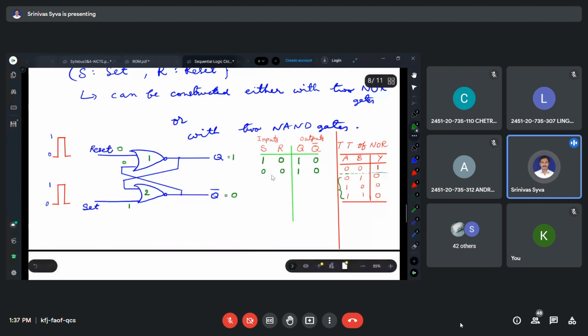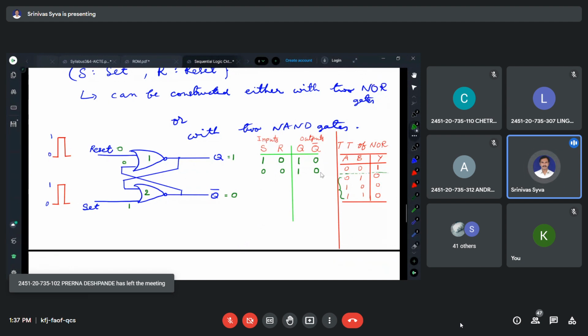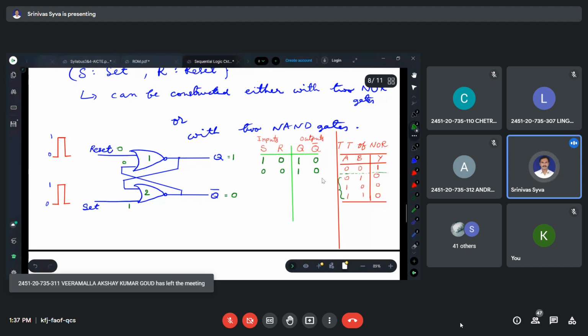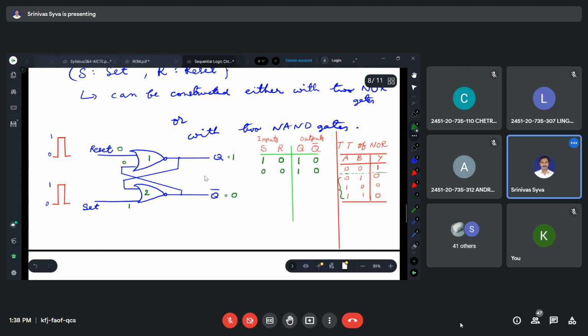So when both are 0 0, the previous status, the previous state of the device, will continue. That means S is disabled and R is disabled, so they do not act. If they do not act, whatever earlier state the machine had will continue. So the earlier state of this storage element is 1 0, so 1 0 will continue like that.